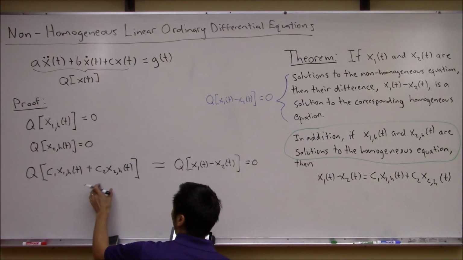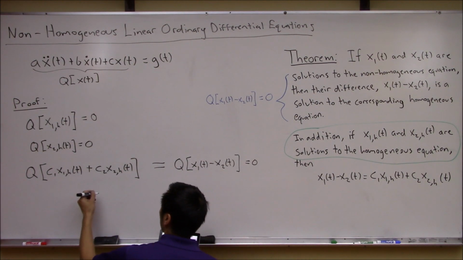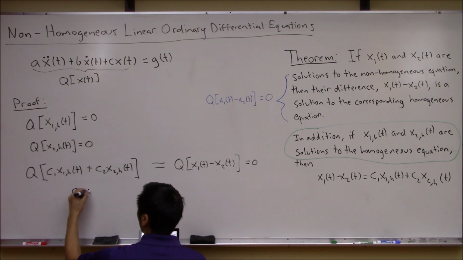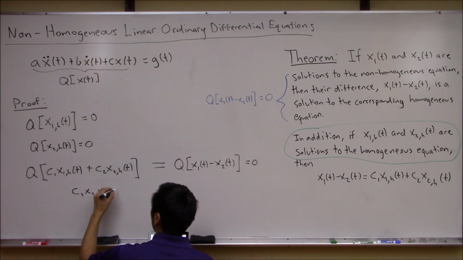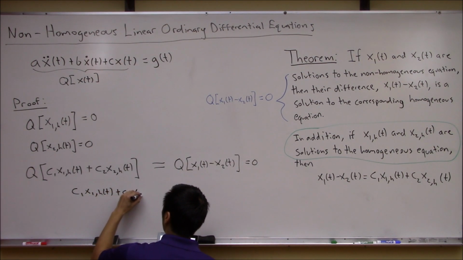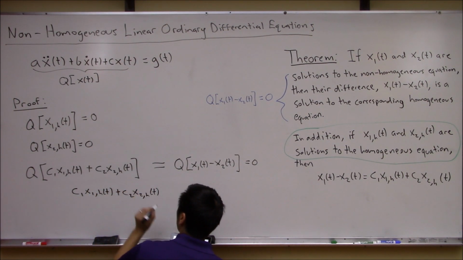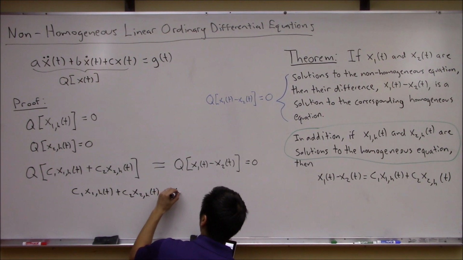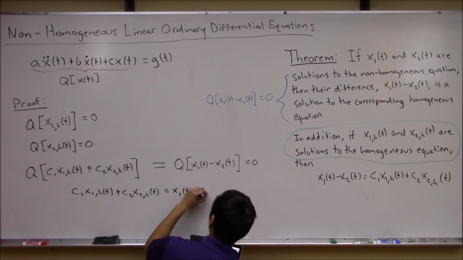In other words, I can get rid of that q operator and I can just write c1x1h of t plus c2x2h of t is equal to x1 of t minus x2 of t.